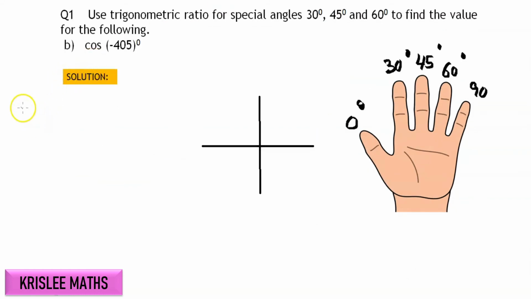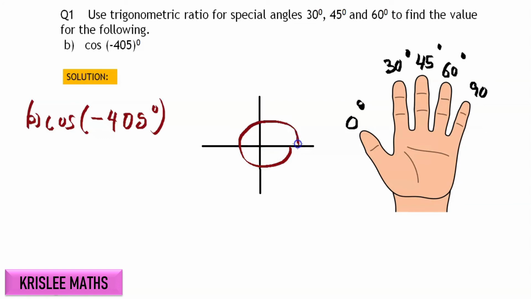Okay, question B, given cos negative 405. Now remember, the angle given is negative, therefore you have to move in clockwise direction. So here we need 405 degrees. If you complete one circle, it will be 360 degrees, plus another 45 degrees in order to get a total of 405 degrees. Okay, so here the acute angle is 45 degrees.